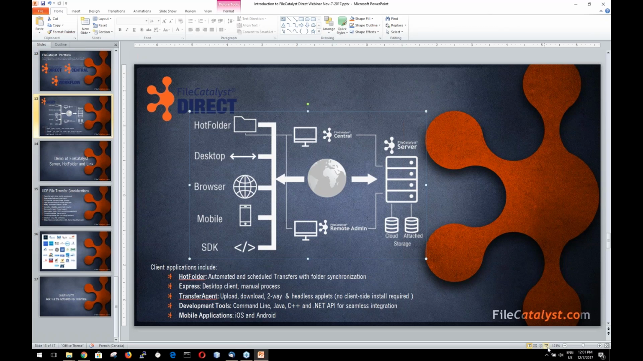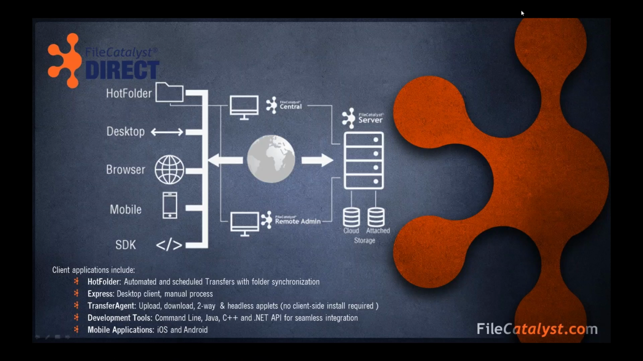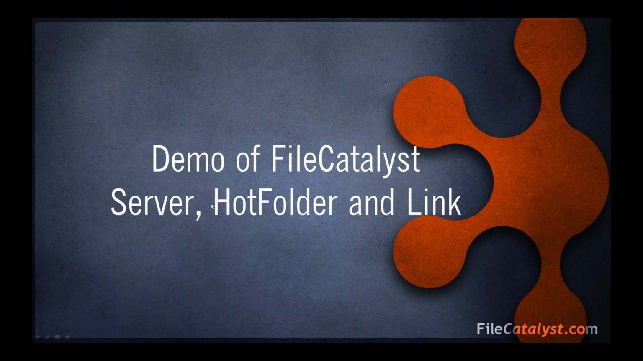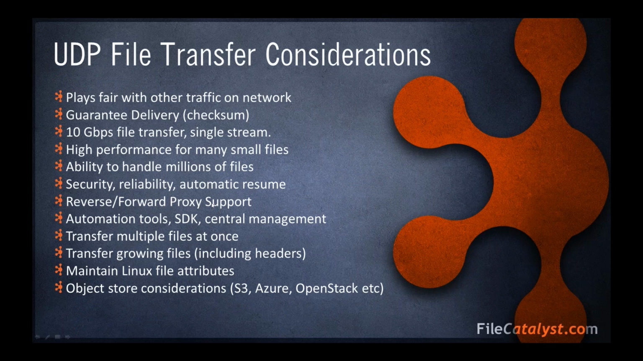If you're looking at UDP accelerated file transfers, here are some of the considerations. This is what you should be thinking of if you're thinking of deploying or acquiring a license to acceleration. Make sure you find something that plays fair with other network traffic. So make sure that your TCP network is able to go through and doesn't slow down. So it has congestion control built in and can adapt to the speeds.